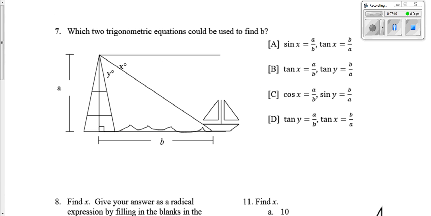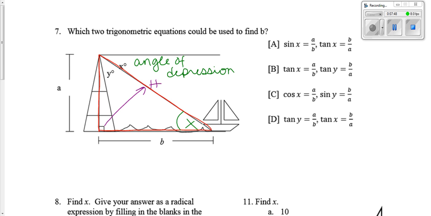For number 7, we're using our trig, but we're also using angle of elevation and depression, because here's our triangle we're looking at. Angle x is an angle of depression. So I also know that this angle here, my angle of elevation, would also be x. So if I'm looking in terms of x, if I want to find B, I don't have my hypotenuse, if we're noticing.